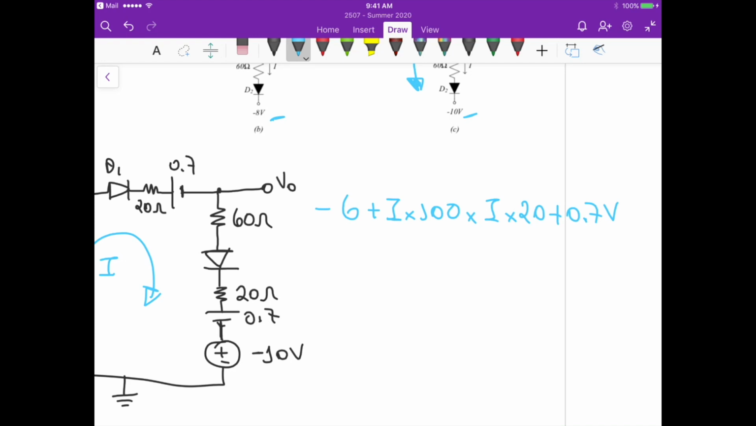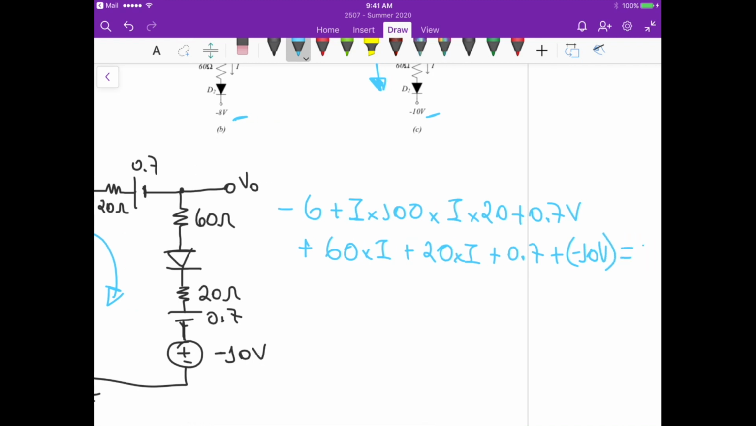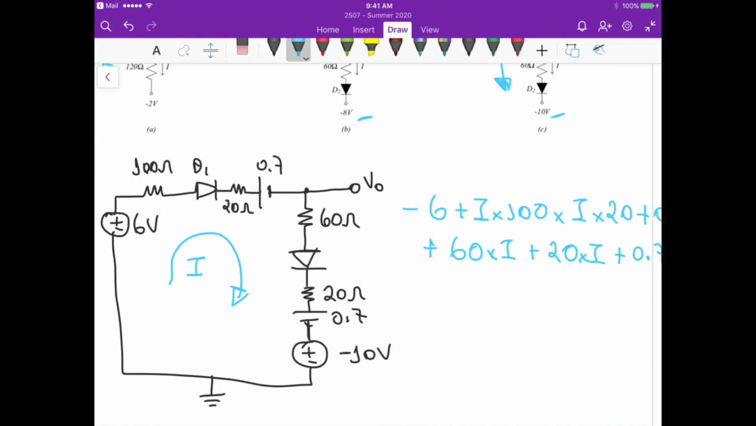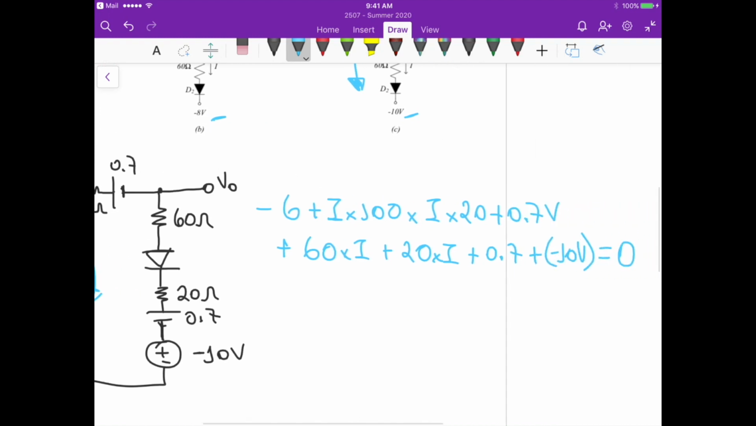And then V naught here is connected to that branch, so you can just proceed. There's no current flowing, right? So plus 0.7 volts plus 60 times I, plus 20 times I, plus 0.7, plus minus 10 volts. And that should be equal to 0, right? Because we got back to the ground here. So this is the equation that we have.